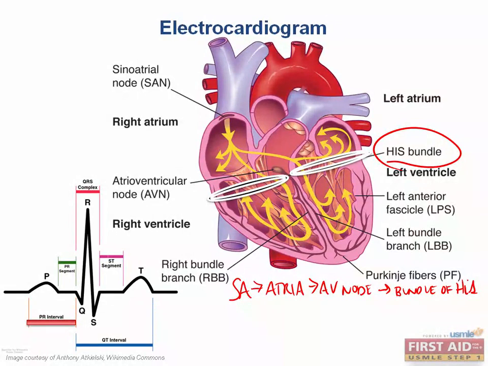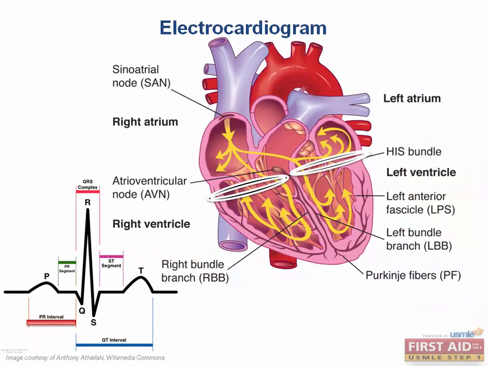Remember, these bundle branches eventually give off further specialized conductive tissue. So the bundle of His is just like the trunk of the tree that eventually gives off the branches, the right and left bundle branches. Here's your left, and here's your right. Now, these bundle branches, left and right, eventually give off further specialized conductive tissue. What are these called? The Purkinje fibers.